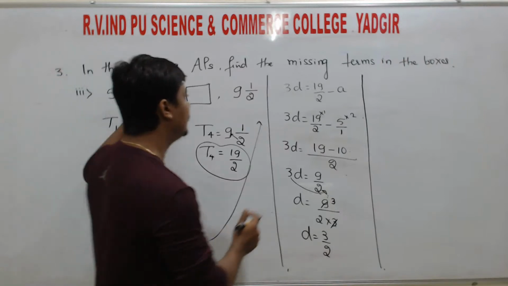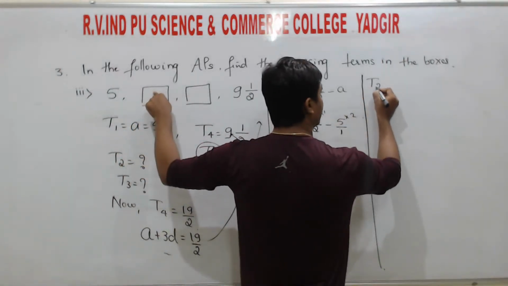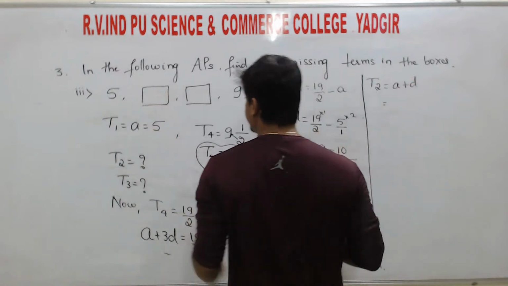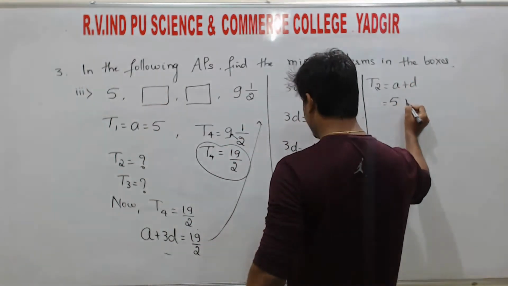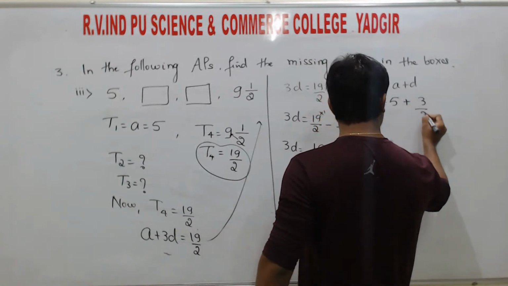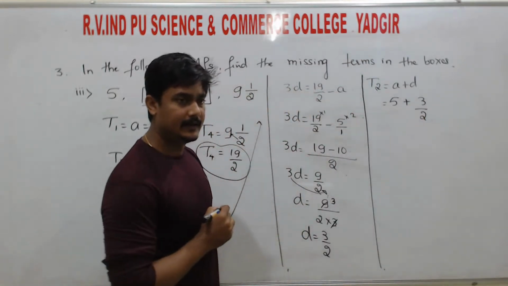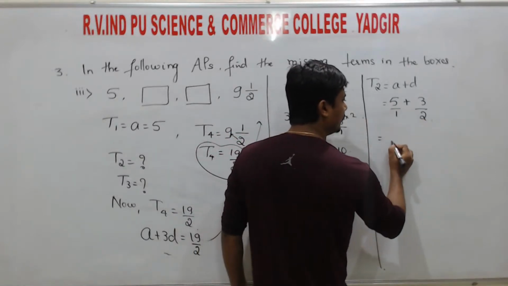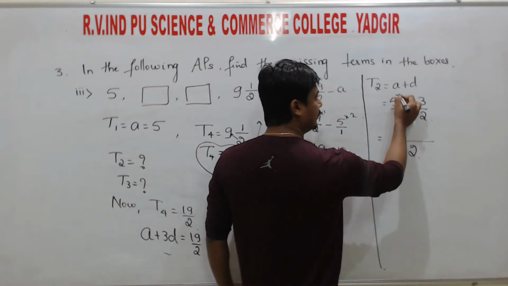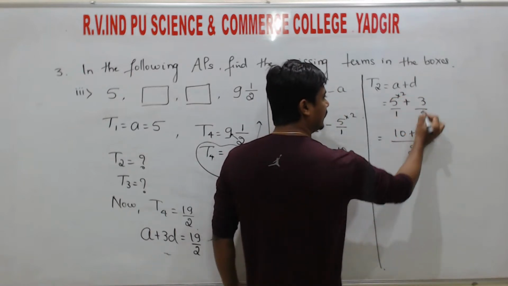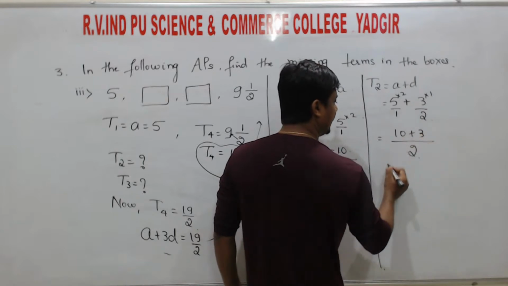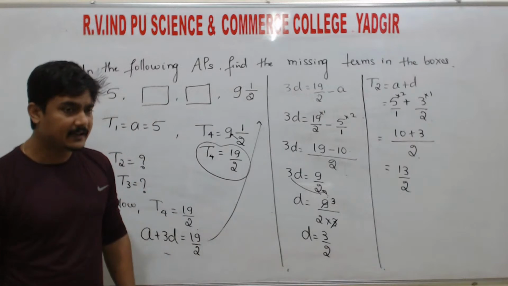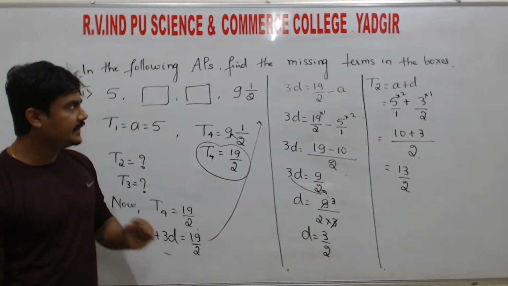Now I will go for computing T2. T2, what is the formula? A plus D. So the A value is 5 plus the D value, 3 by 2. If there is nothing at the denominator, we note it as 1. So what is the LCM of 1 and 2? It is 2. 1 2s are 2, so it becomes 10. 2 1s are 2, so it becomes 3. So our T2 will become what? 13 divided by 2. This is our T2.